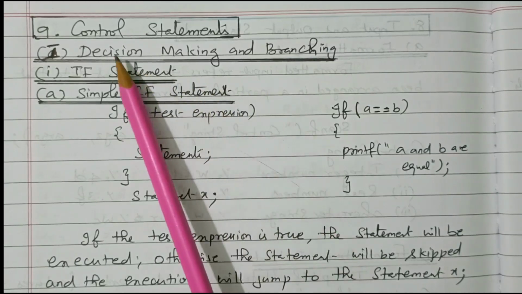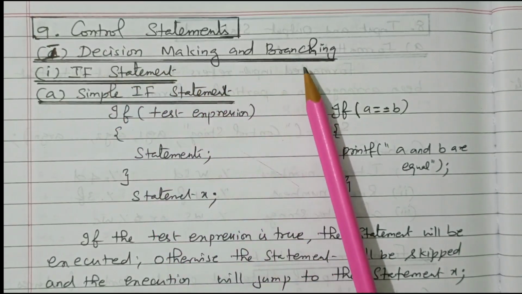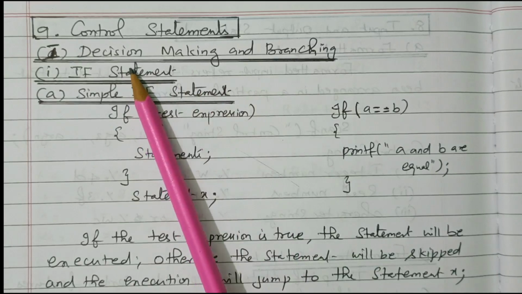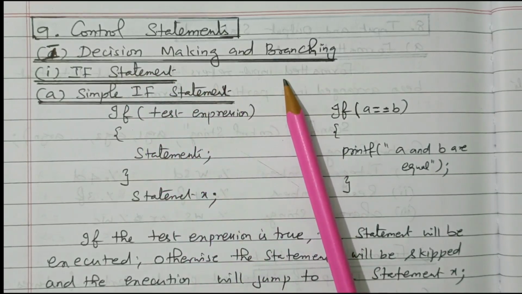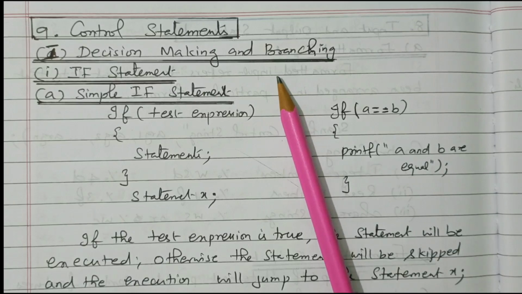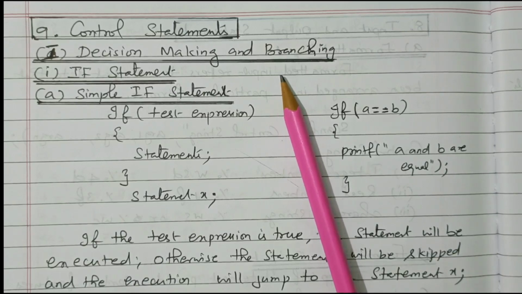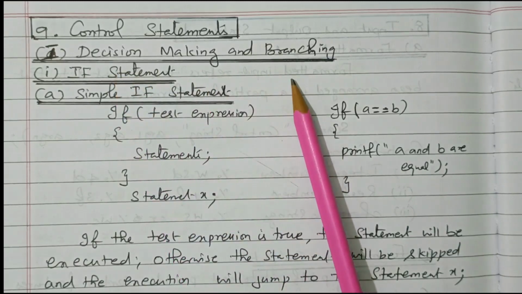Now we'll go to the topic control statement. In that we'll see decision making and branching. It will make the decision. One condition will be there, and based on the condition the branching will be executed. One more control structure is looping. Looping means that the same statement is executed repeatedly. But this is the decision making and branching method.